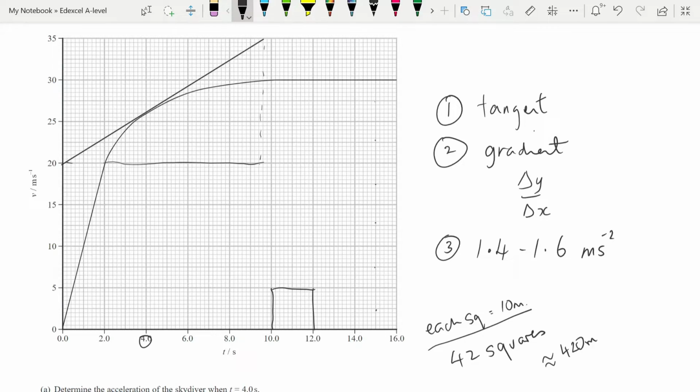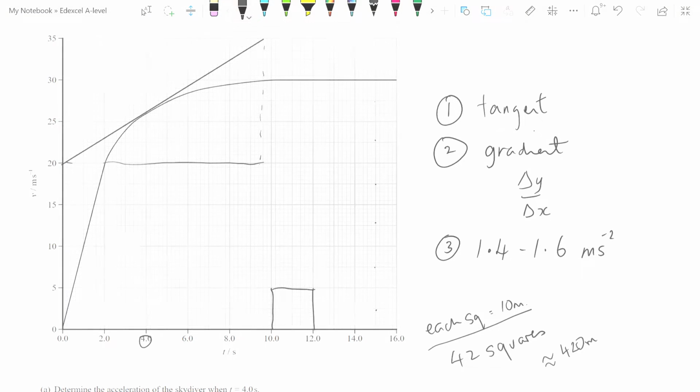These are the two things you need to be able to do with motion graphs. Find the gradient, whether or not it's a straight line, and find the area and know what each of those represents in terms of the quantity you're trying to find.